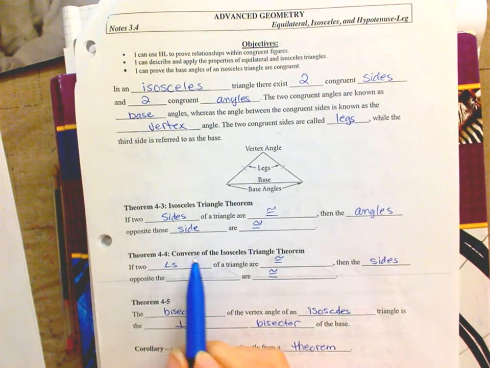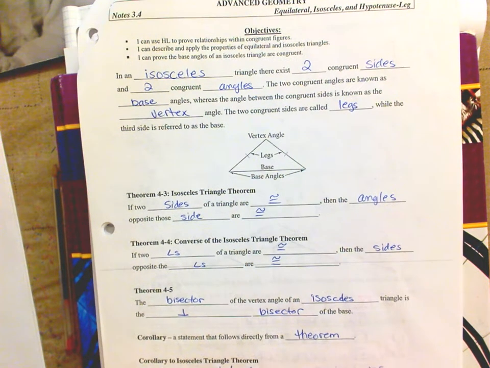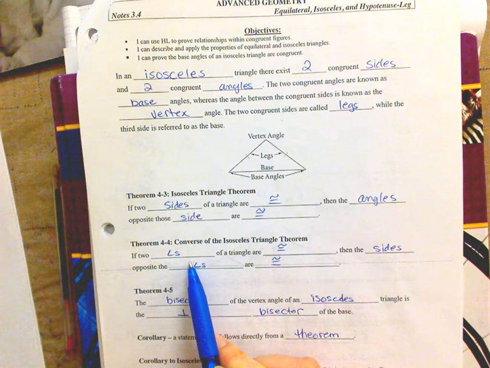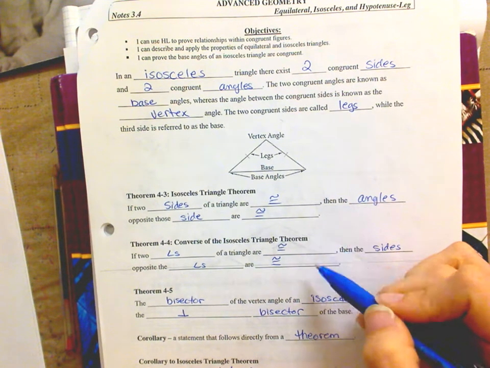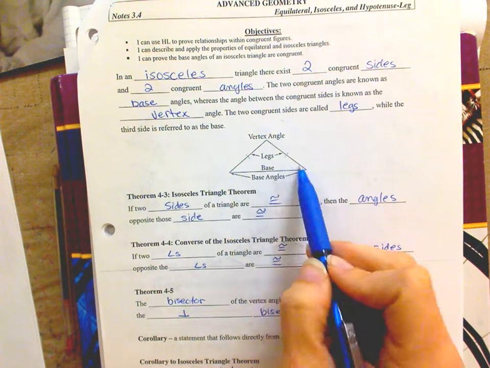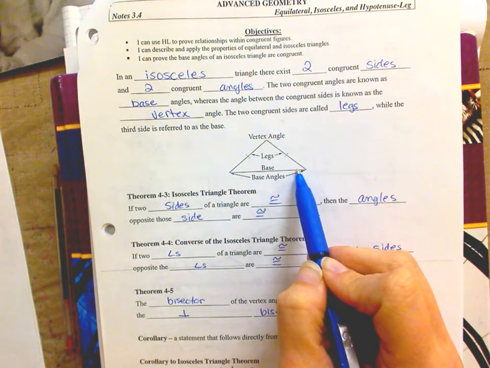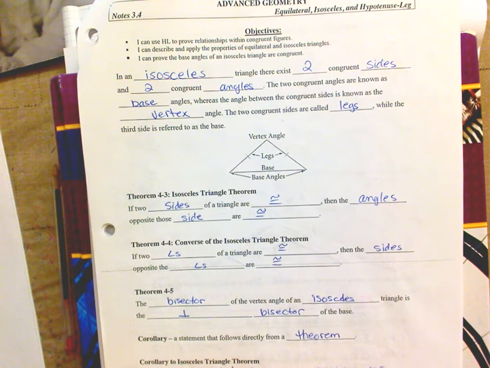The converse of it, if you remember, converse means you are just flipping around the if-then statement. So to say it backwards, if two angles of a triangle are congruent, then the sides opposite those angles are also congruent. So those two ideas go together, and you're going to use those a lot. Sometimes they'll give you that these two angles are congruent, so you can conclude that these two sides are the same. We'll use that a lot today.